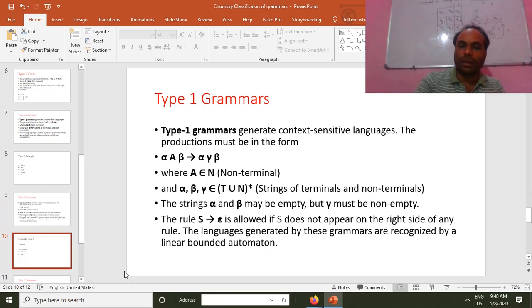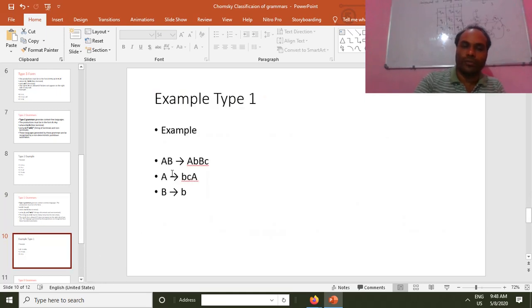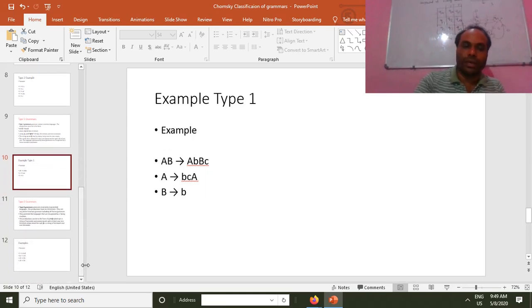You see here the format of this grammar. For type 3 and type 2 we discussed, the left hand side should be only a single non-terminal. But in type 1 there may be more than one non-terminal on the left hand side. The right hand side may be anything, terminal or non-terminal combinations.